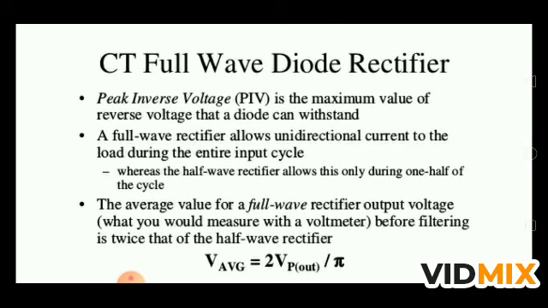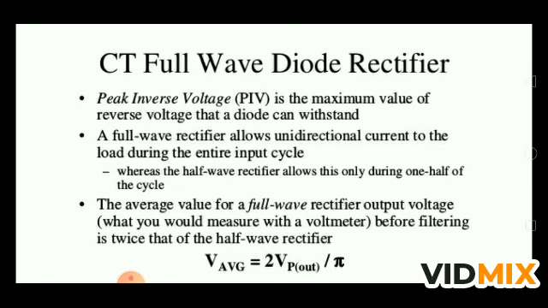In this, peak inverse voltage PIV is the maximum value of the reverse voltage that a diode can withstand. The second, a full wave rectifier allows unidirectional current to the load during the entire input cycle, whereas the half wave rectifier allows this only during one half of the cycle. Means in full wave we are getting positive and negative also in the output, but in the half wave we are getting only the positive half of the cycle, and that is known as half wave rectifier.